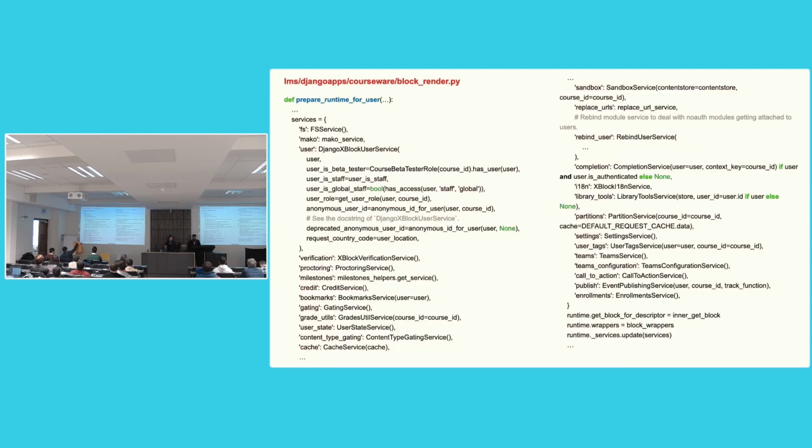So this is where the services come to life. Instead of passing these arguments to the runtime, we can now pass at least some of them to the services, which are then used by the XBlocks. But what does it mean in practice?